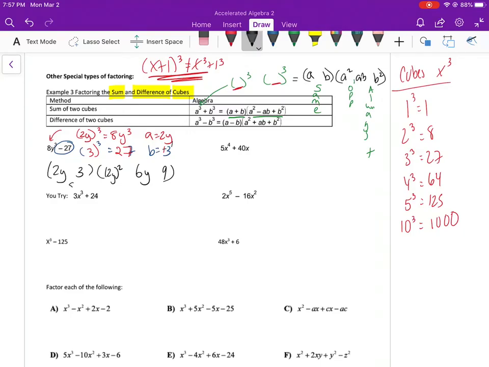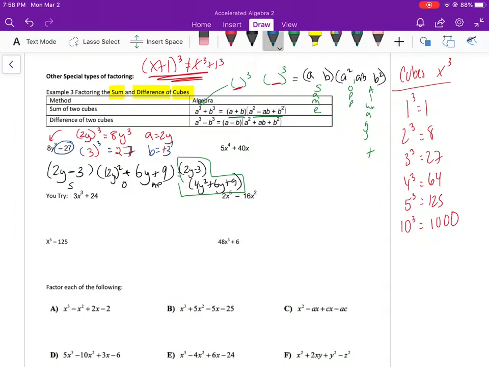And then I have to fill in my signs, same, opposite, always positive. So the same sign would be a negative. The opposite would be addition. And then always positive would be a plus on the end. So finally, the only thing we can do is square out this 2y. So it would be 2y minus 3 times 4y squared plus 6y plus 9. And that would be the factoring of that difference of cubes.